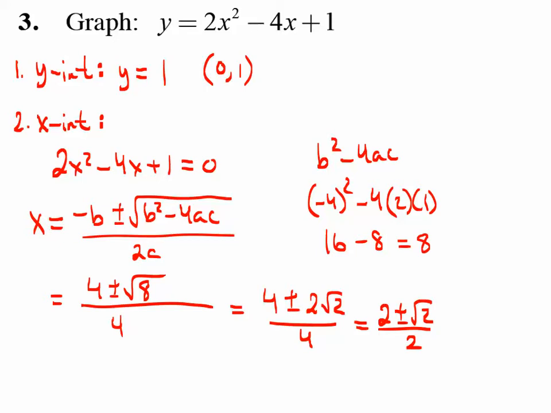So more like 2 plus 1.4 would make 3.4, and 3.4 divided by 2 would make 1.7. Good there. And 2 minus 1.4 would make 0.6, and 0.6 divided by 2 makes 0.3. That's the only way that you would know. Otherwise, you have to use a calculator.